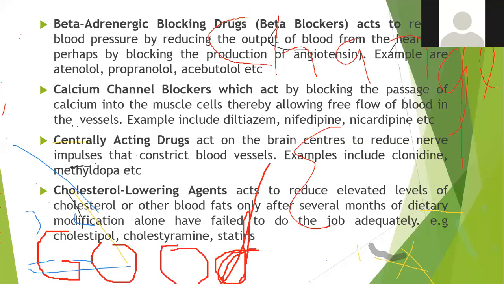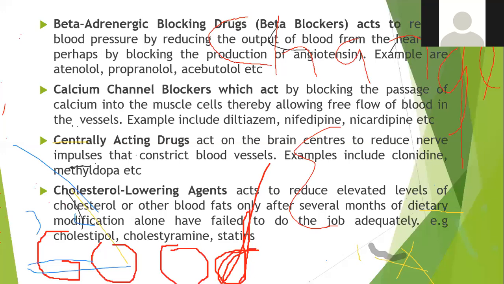So example of calcium channel blockers, the commonest one we know is nifedipine. You see patients on nifedipine, and nifedipine comes either in 20 milligram and it can come also in 30 milligram, depending on the manufacturer. Then we can have centrally acting drugs. These drugs, they act on the brain centers, and they will act to reduce nerve impulses, thereby relaxing blood vessels. Examples of these centrally acting drugs are clonidine and methyldopa.